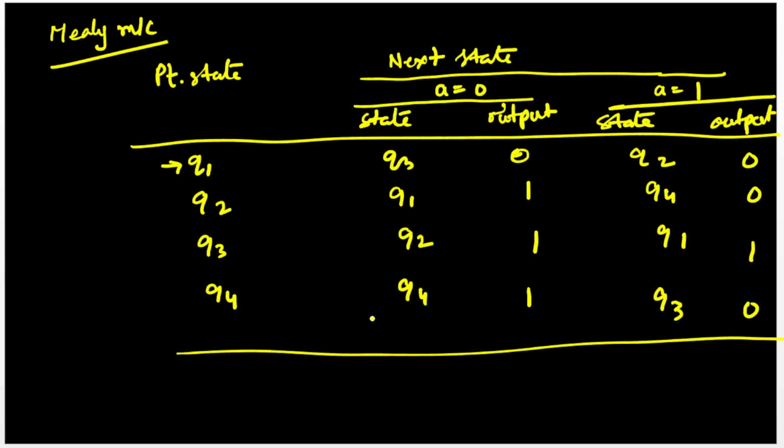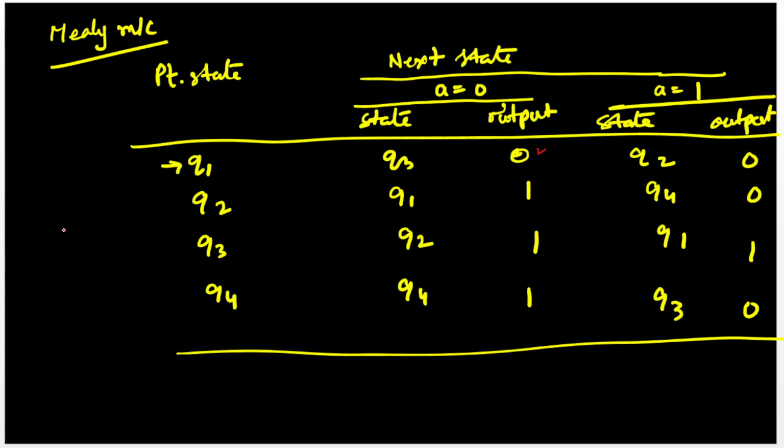So in case of a Mealy machine, as we have mentioned, the output depends on both the present state and the present input symbol. That means if you are in q1 and your input is 0, at that time the output is 0. So the output is a function of both the present state as well as the present input.